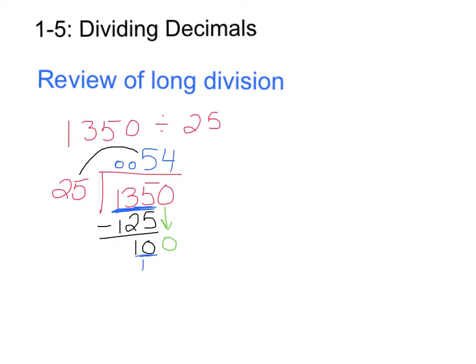4 times 25 is 100, because 100 divided by 25 is 4. I subtract, and I get a remainder of 0. So therefore, I can say that my answer is going to be 54. Which means I can check it by saying, does 25 times 54 equal 1,350? And when I check it, it does.